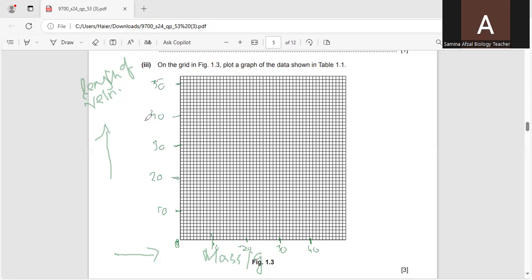So first of all, the mass is 0 and the length of vein is 21. So it will be over here. And the second value is the mass is 10 and the length of vein is 36. So it will be 31, 32, 33, 34, 35, and this is 36.